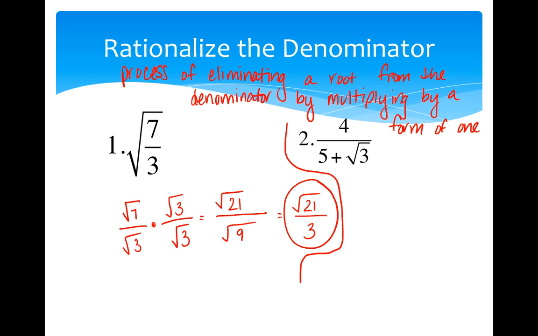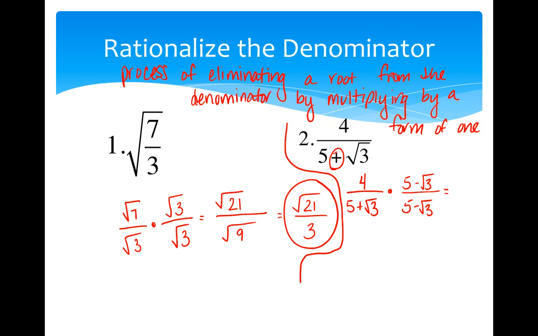Okay, so something like question 2, where you have addition or subtraction in the denominator, you're going to multiply by a form of 1 again, and what you're going to end up multiplying by is what's called the conjugate, which just means that you change the sign of the denominator. So I'm going to rewrite the original, and then I'm going to multiply by 5 minus the square root of 3. So just change that middle sign. It was positive, we're going to change it to negative.